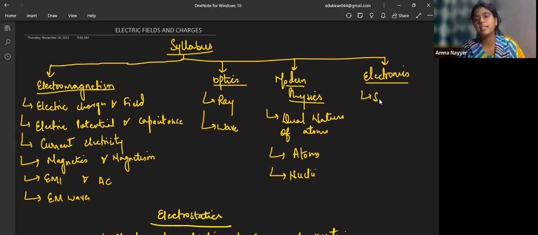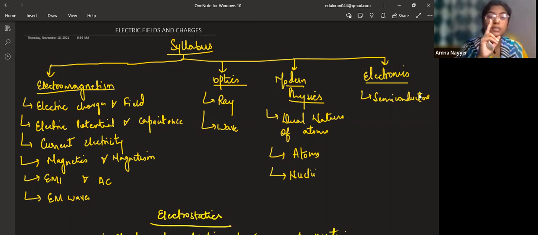One lesson is there, that is semiconductors. From semiconductors, you have PN junction and other small topics that you'll be able to manage. Fine, so this is what is there in your complete class 12th syllabus. This is how the division occurs.